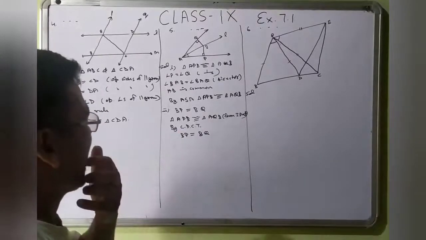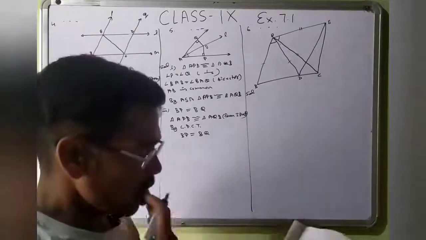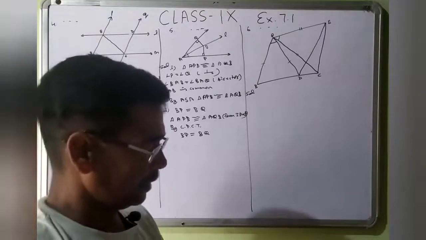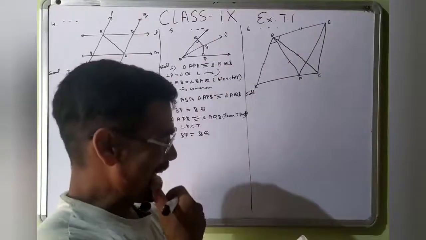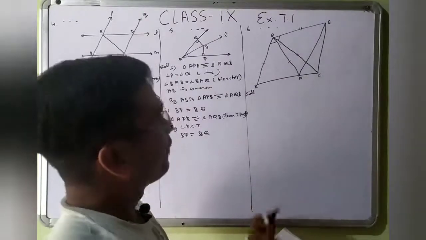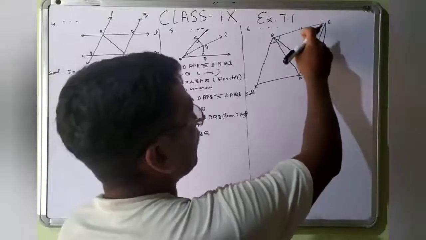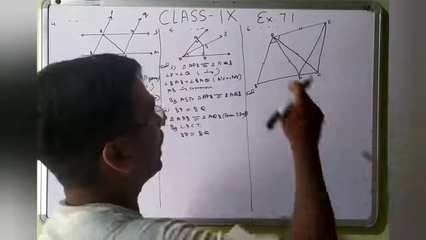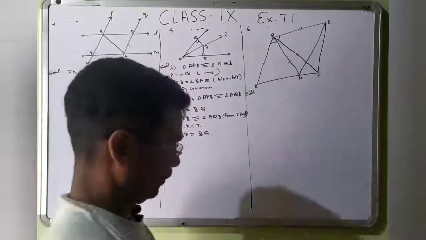CPCT, again I am telling, corresponding part of congruent triangle. Question number 6. In figure 7.21, this one figure, AC is equal to AE. You can see the sign also. AB is equal to AD. You can see the sign.